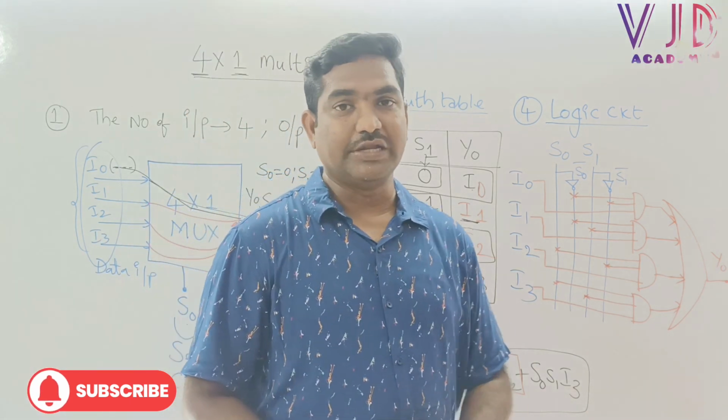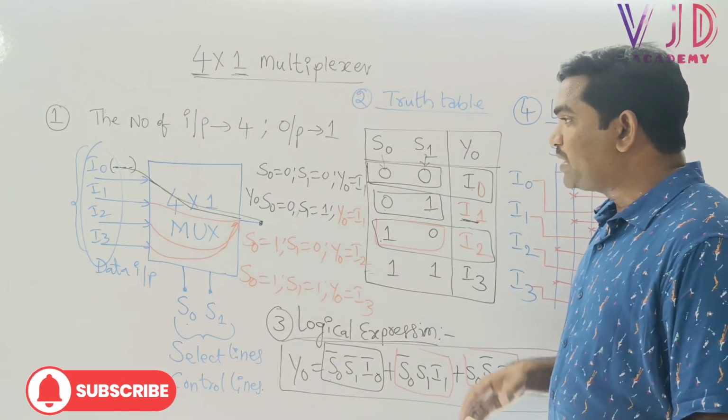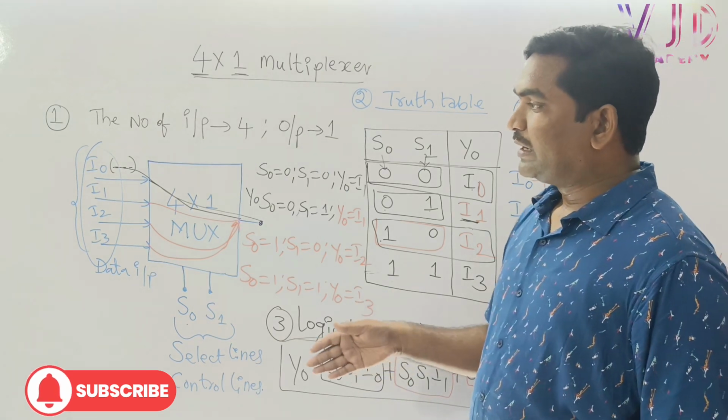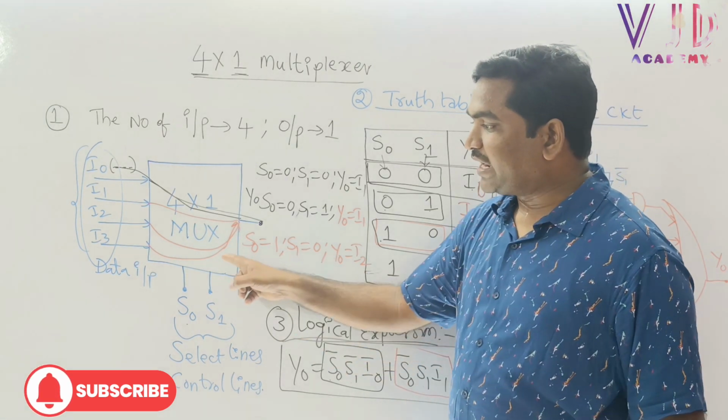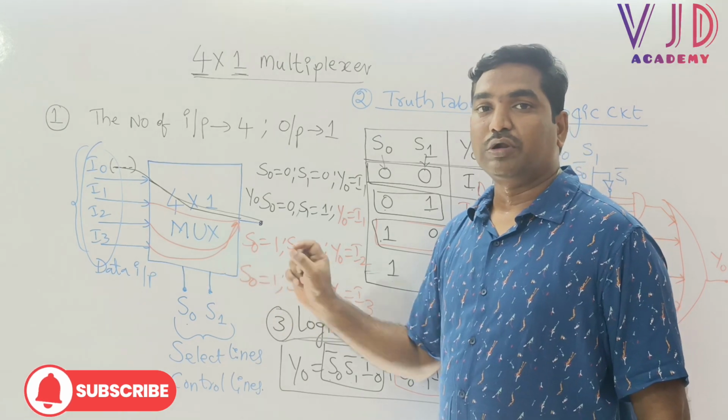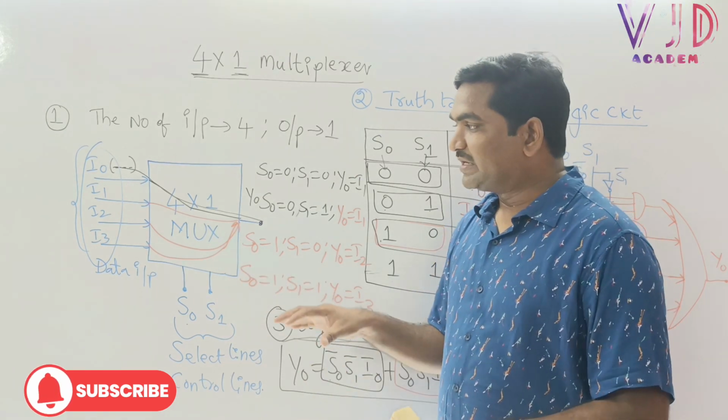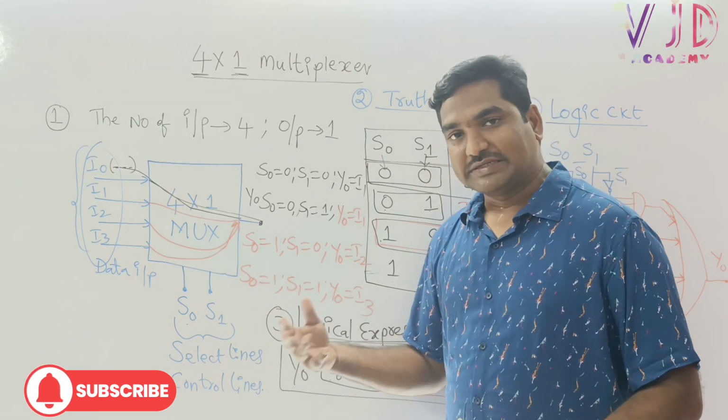Now this is the question: how many 2-in-1 multiplexers are required to implement this particular 4-in-1 multiplexer? We will see that in the next class.